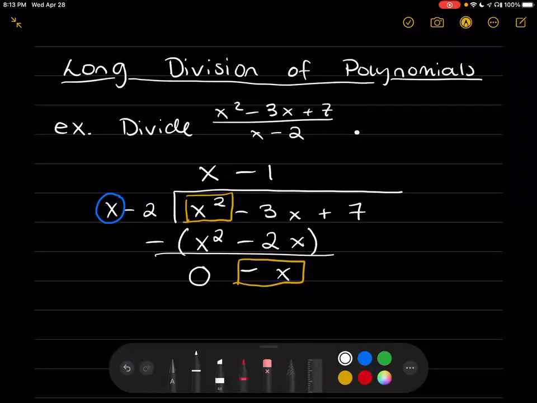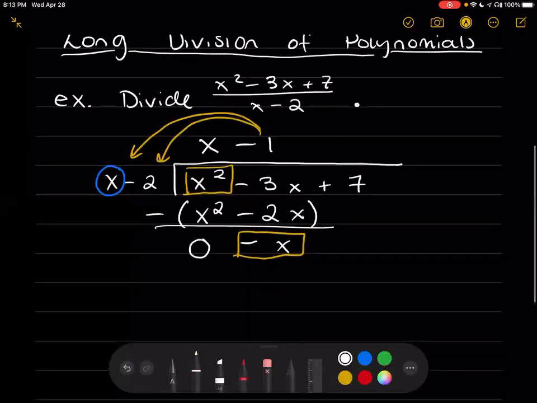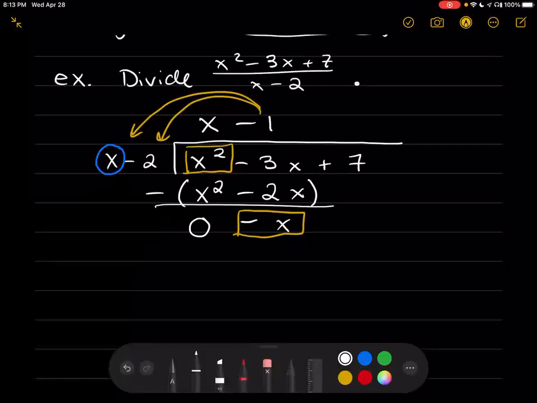Okay, so now we take that minus 1 and we multiply it by the terms right there. Same thing as last time. So minus 1 times x is going to give us a negative x. And then minus 1 times negative 2 is going to be positive 2.